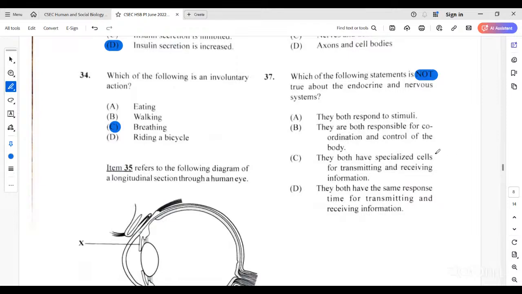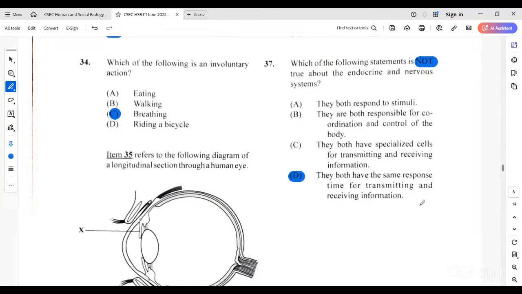That's true. They both have specialized cells for transmitting and receiving information. That's true, right? Endocrine, hormones, nervous system, electricity. They both have the same response time for transmitting and receiving information. That is absolutely not true. The nervous system working with electricity works a lot faster. So the response time and the transmitting time is clearly different.